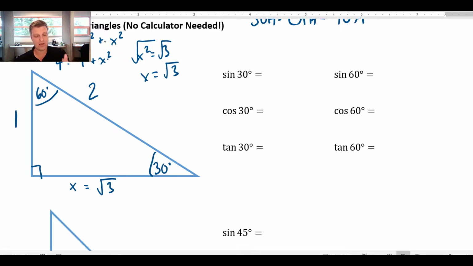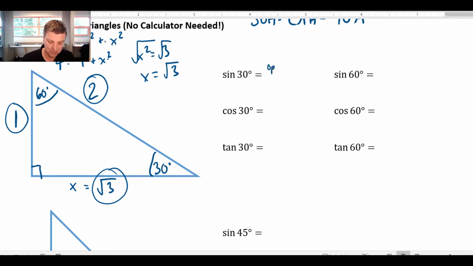And so if you have a 30, 60, 90 triangle, your sides are 1 to 2 to root 3, where 1 is the shortest, 2 is the hypotenuse, and then root 3 is your other side. So 1 to 2 to root 3. So if I want to find the sine of 30 degrees, I know that sine is opposite over hypotenuse.